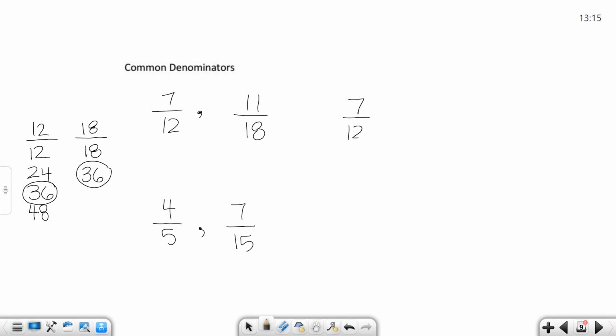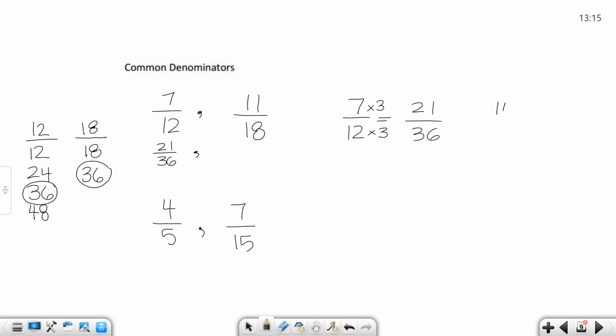So if I'm turning 7/12 into a 36, here's what happens. In order to get from 12 to 36, I times it by 3. Well, if I times by 3 on the bottom, I times by 3 on the top. So this would be 21/36. So 21/36 is this 7/12 with a 36 denominator.